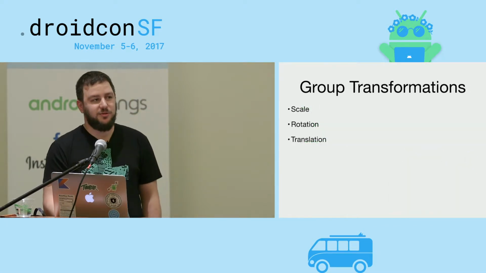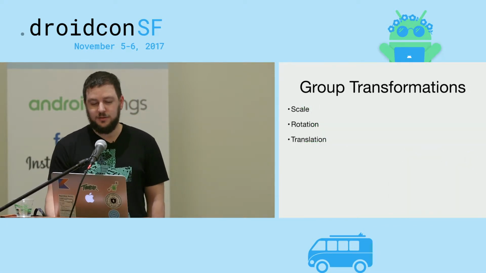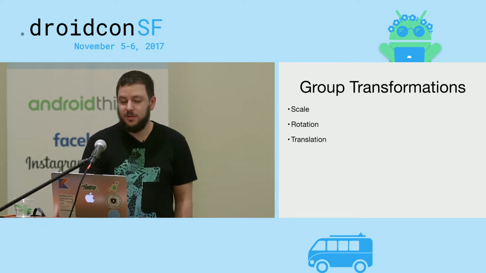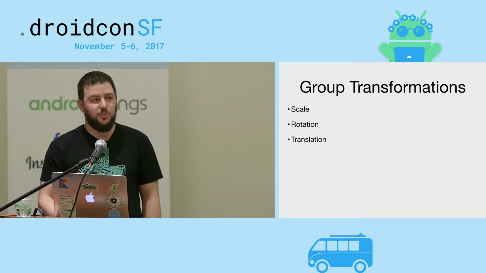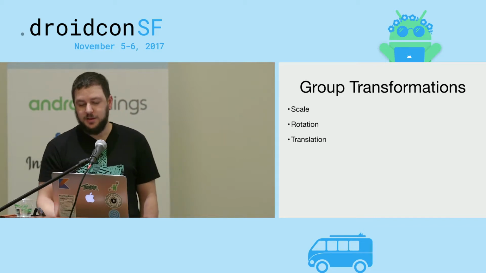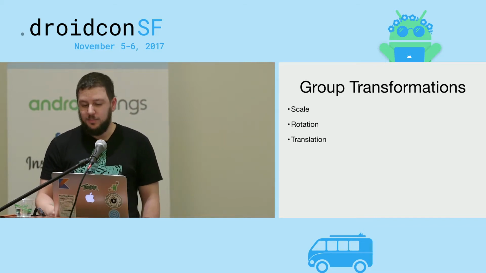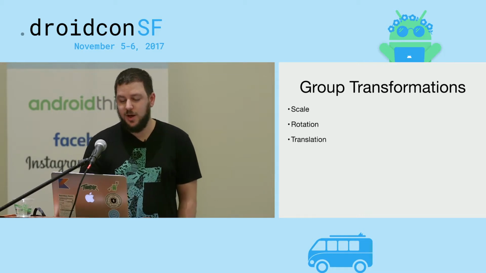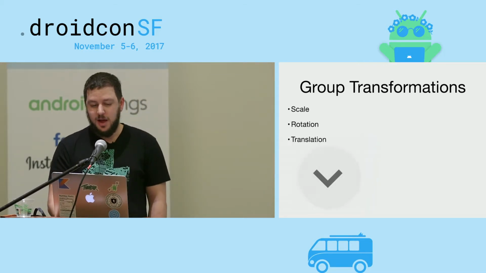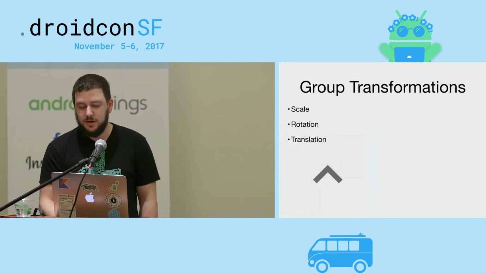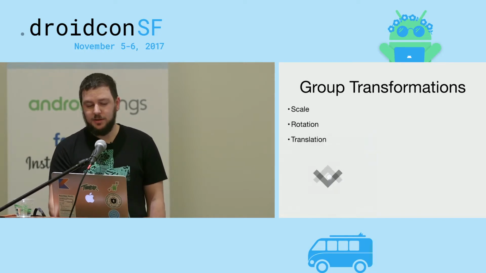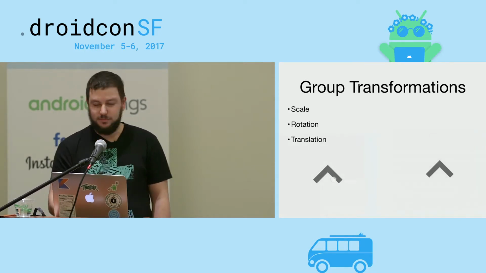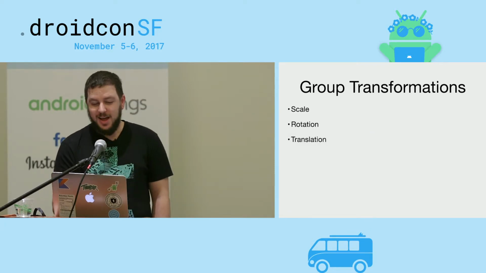The first set of animations I'd like to discuss is the group transformations. These are animations that you apply to a group of one or more paths that animate the unit without changing its shape. So let's say you have a simple arrow that you got from your designer. And you want to make this, all right, I step forward.